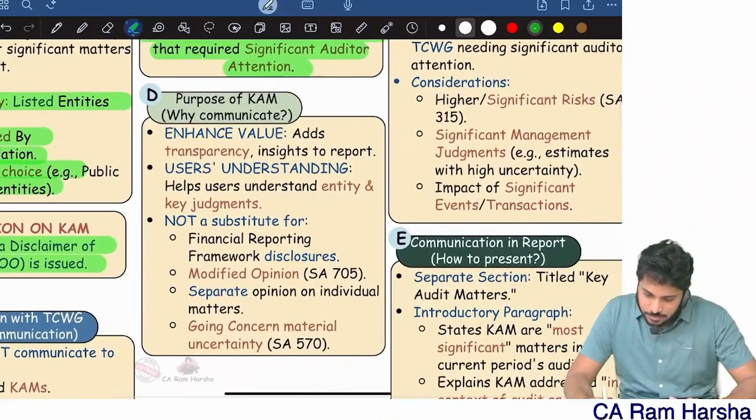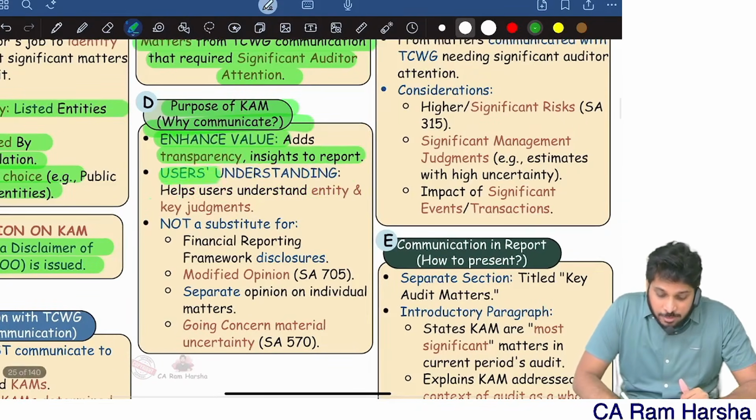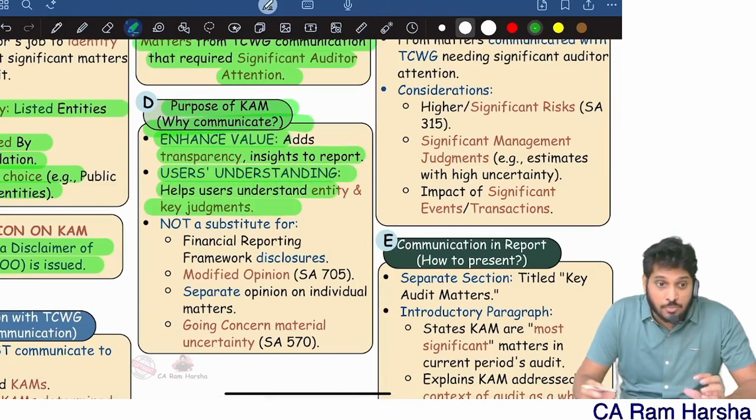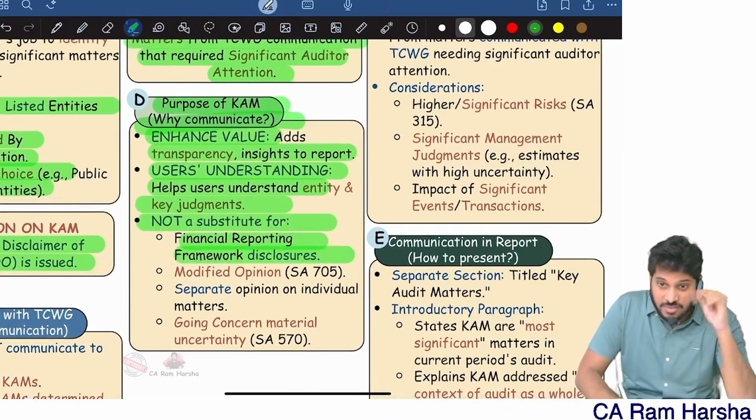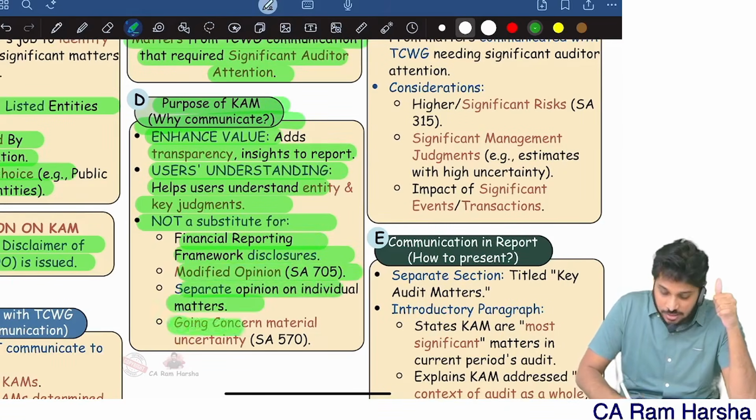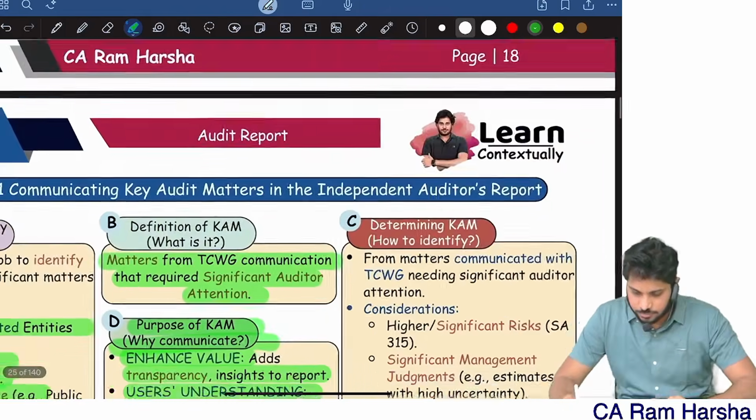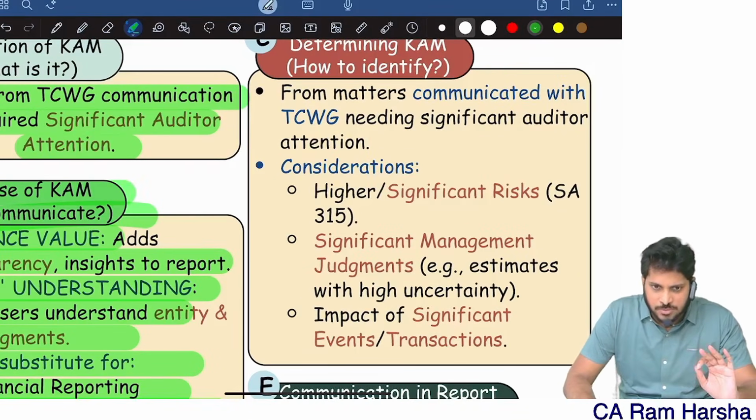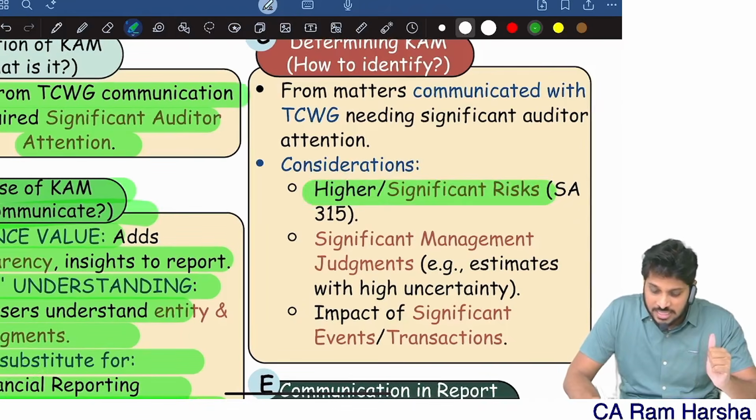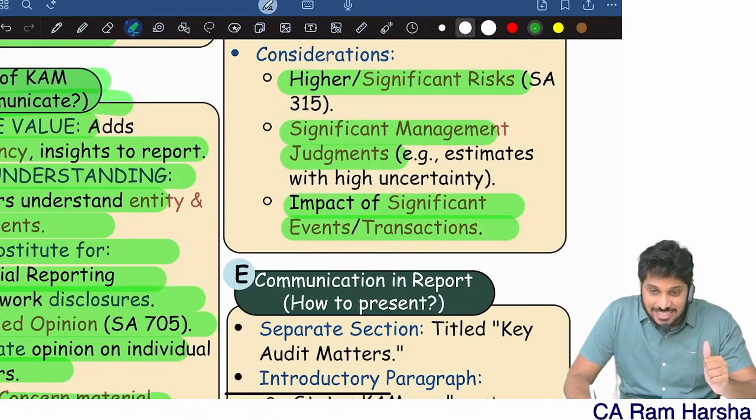What is the purpose of key audit matter? It enhances value and transparency, for better understanding of users about important areas in the audit. Key audit matter is not a substitute for financial reporting framework disclosures, not a substitute for modified opinion, not a separate opinion on the individual matter, and not a substitute for MURGC para as per 570. Next, how do you determine key audit matter? Of course, it's a matter of professional judgment of the auditor, but you can select it from high-risk areas where significant management judgment is involved, or significant event or transaction.